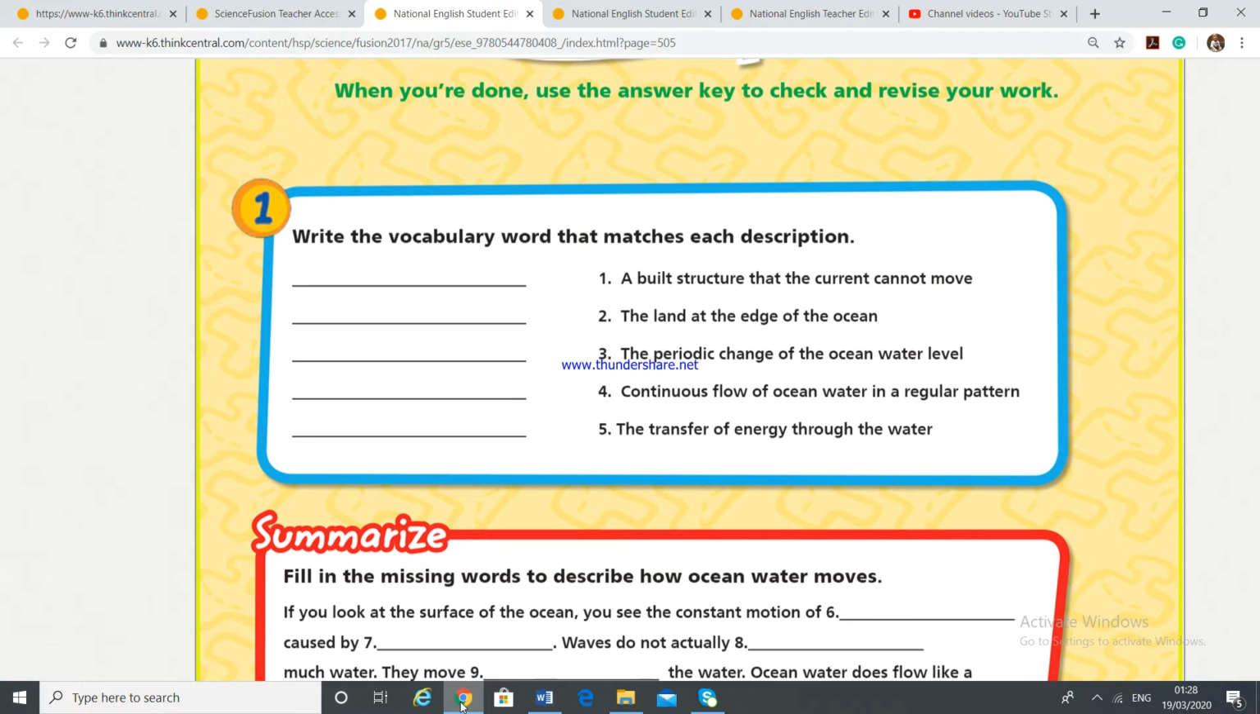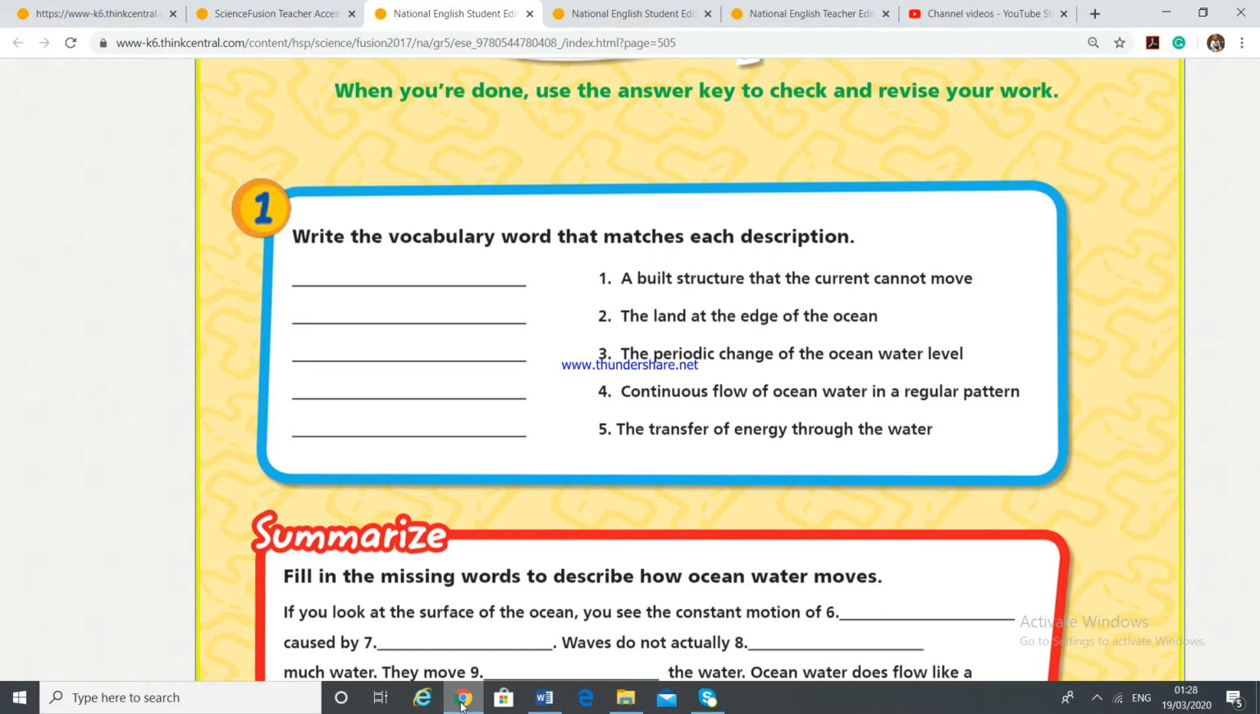As we have finished our lesson yesterday, that's lesson 2, how ocean water moves, today we will just discuss a bit to sum it up and apply concepts. I will give you a brief idea about everything and later on try to solve it. And when you are done, use the answer key to check and revise your work.